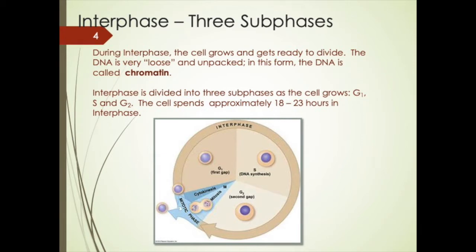So we have G1, S, and G2. The cell spends approximately 18 to 23 hours in interphase for us, right? So in G1, we have some gap, that's the cell growing; S, DNA synthesis; and G2, we have a little bit more growing.